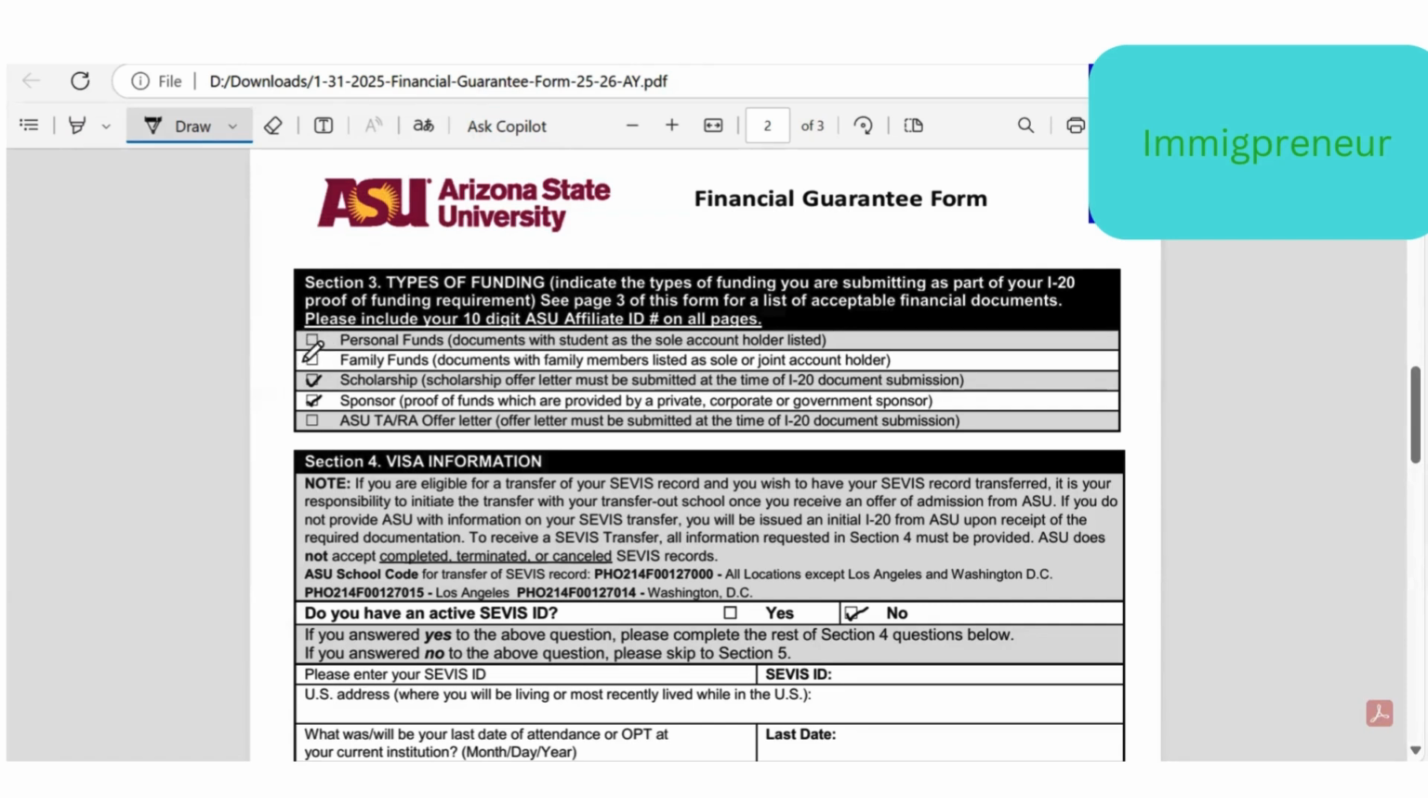If you're being sponsored by someone who is your relative, your father, your mother, or someone else related to you, you tick this part of the form which says family funds. In this case, let's assume you only have a loan from a study loan company and you have a scholarship. So you tick these two sections.